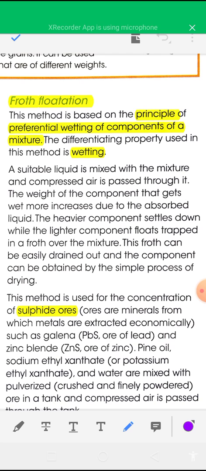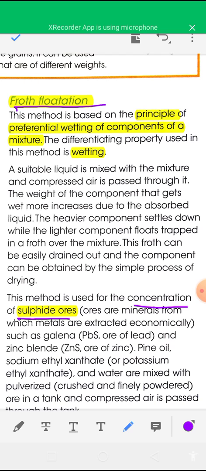Okay, just remember the definition of this term, the general principle of separation of this method. You have to remember what the differentiating property in this method is, and where it is used, that is, the application of this method. So froth flotation, this method is used for concentration of sulfide ore.